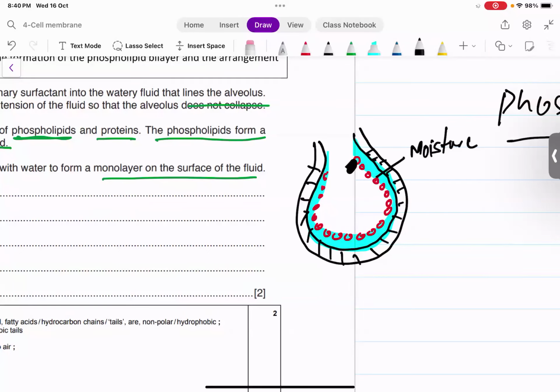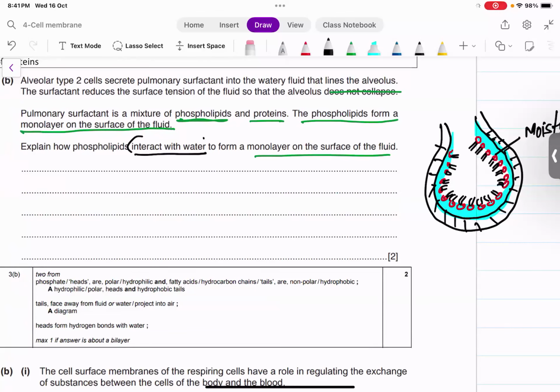So the question is, explain how phospholipids interact with water. As we have discussed, hydrogen bonding of the polar heads with the water molecules, and this makes a monolayer having the tails moved away from this moisture. So we have this marking points. Phosphate heads are polar. They are hydrophilic, and fatty tails are carbon chains or tails are non-polar. Hydrophilic polar heads and hydrophobic tails. You can write this. Tails face away from the fluid or water, projecting into the air, except diagram that I have already made. Heads form hydrogen bonds with water.